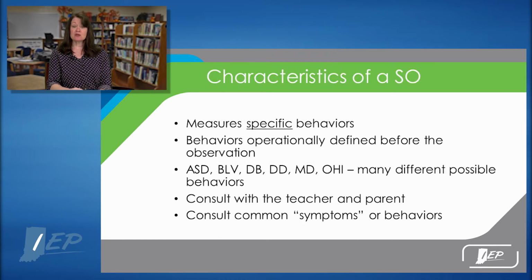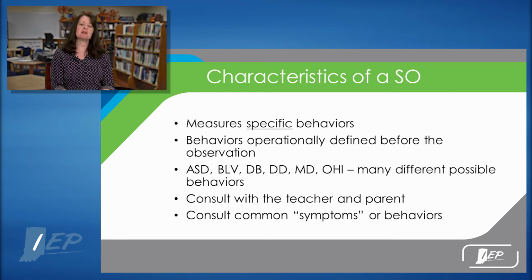So again, some of those characteristics that make a systematic observation different: it does need to measure those specific behaviors. So sit down with your teachers, sit down with parents, or have that phone conversation or that email exchange to say, okay, tell me what this looks like. Tell me what you see and what I should be looking for when I go in.